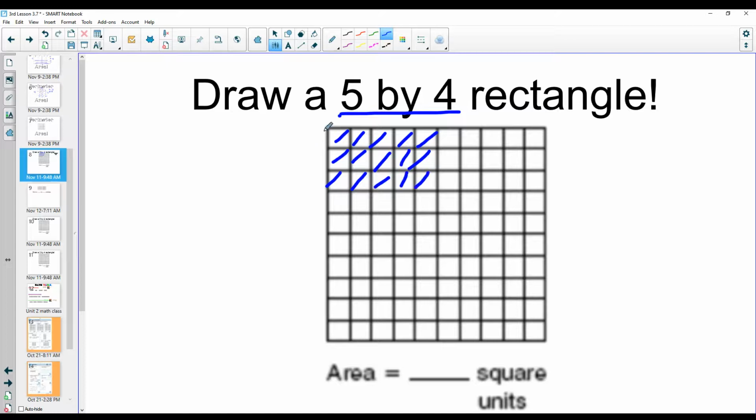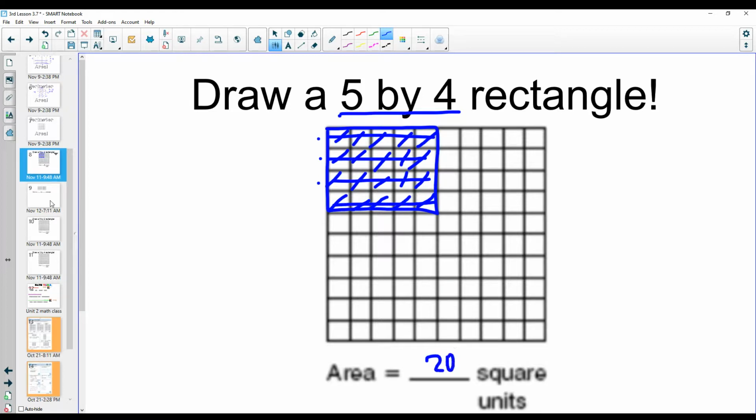Do I have 4 rows? 1, 2, 3 rows of 5, but I need 5. There we go. So now I need to find the area. Okay, now some kids will just draw the outside like this. And here I tell kids, if it's a big square, count by 5s. Look at it. There's 5 here. 5, 10, 15, 20. See how to do that?